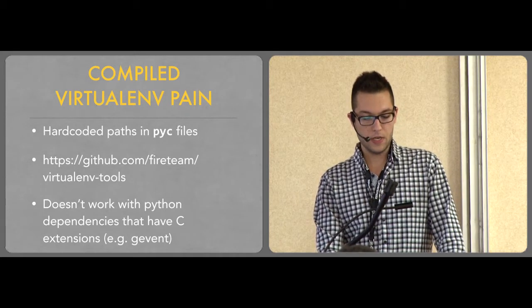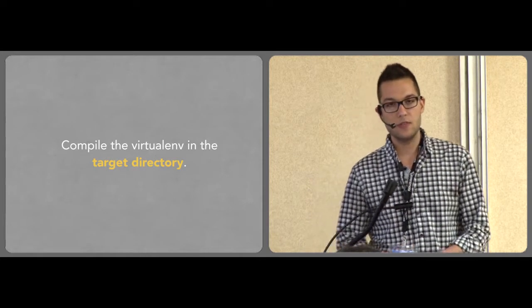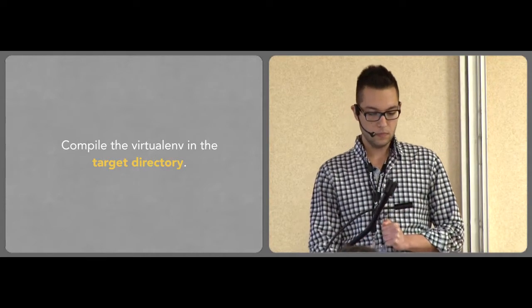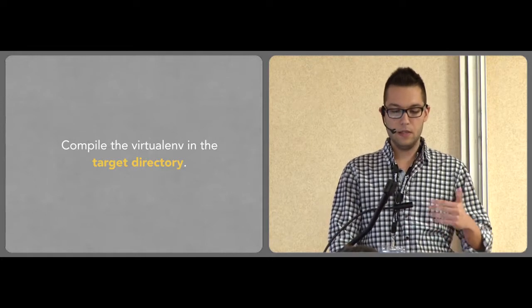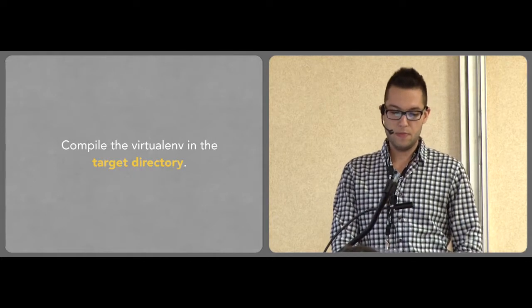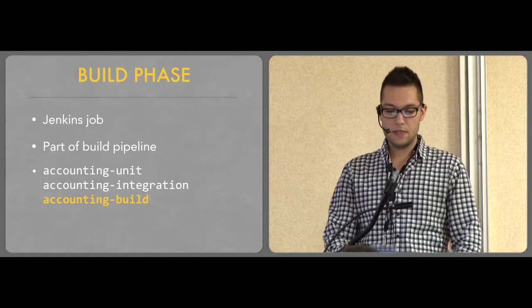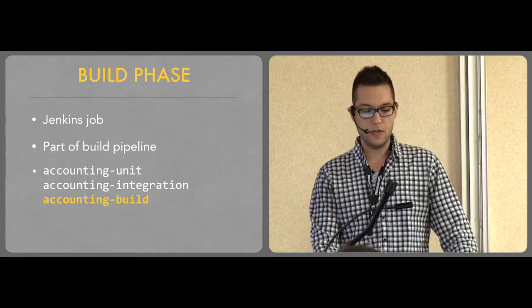The way we got around that was to compile the virtual env in the target directory that's going to be used in production. I'm going to talk a little bit later on about how we do that, but that's pretty much the basis of the idea. So during the build phase, when we're actually creating the artifact, it's pretty much a Jenkins job.